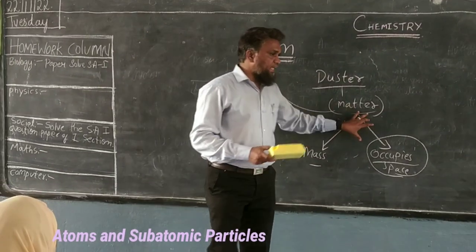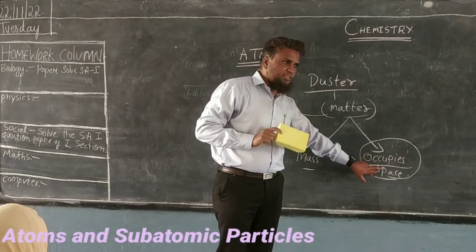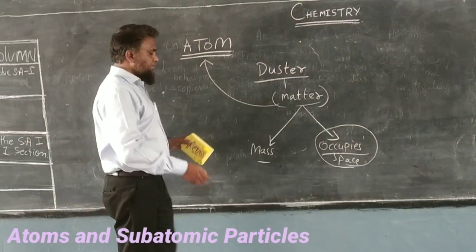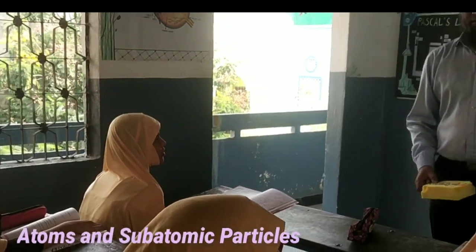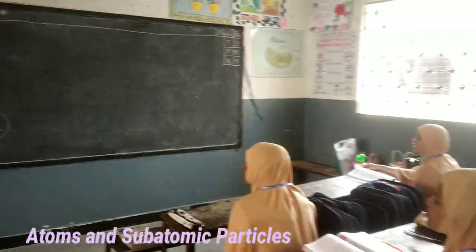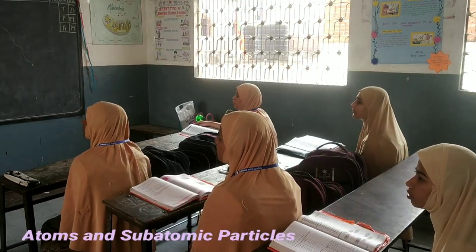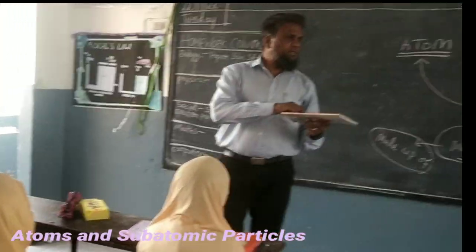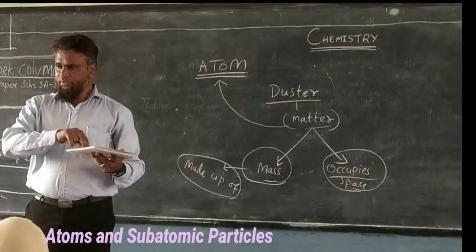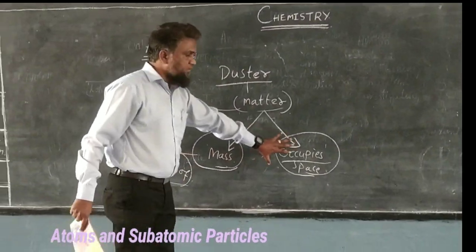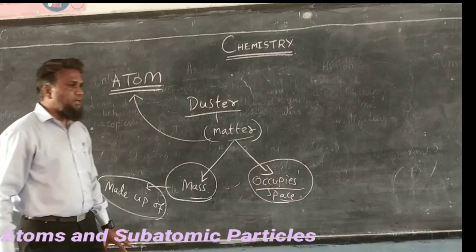So we can say that this duster is matter. Why? Because it has one property: it is occupying space. Now coming to the next property, mass. What is mass? This is matter because it is taking space. Next, what is mass? What is it made up of? This book is made up of paper, so the paper is its mass. For example, this bench comes under matter. Why? Because it occupies space and has mass.